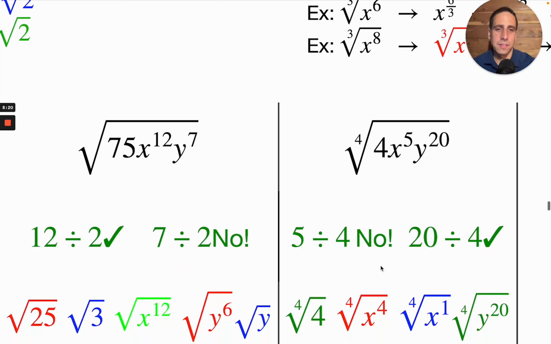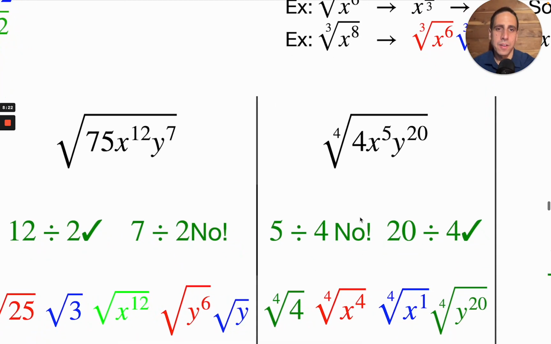Okay, so here we go. We're going to split them all up. The 4 gets its own 4th root. The x gets its own 4th root. The y gets its own 4th root. And in fact, I'm going to split the x into 2 different 4th roots, or quartic roots.